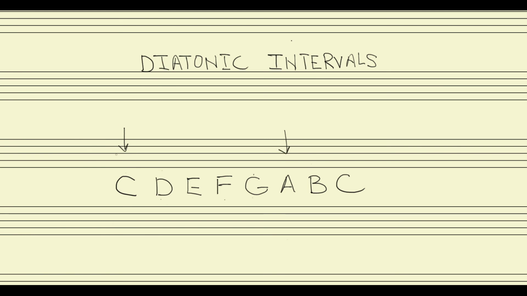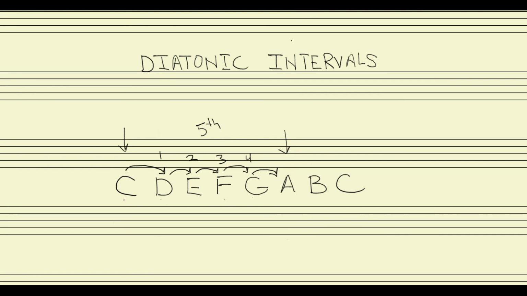Now, there are two ways that we could count the interval or the distance from C to A. We could start on C, and we could say, okay, we're starting on C, so I'm going to go to D, and that's 1. I'm going to go to E, and that's 2. I'm going to go to F, and that's 3. I'm going to go to G, and that's 4. I'm going to go to A, and that's 5. So the interval from C to A is a fifth. That's one way I could do it.